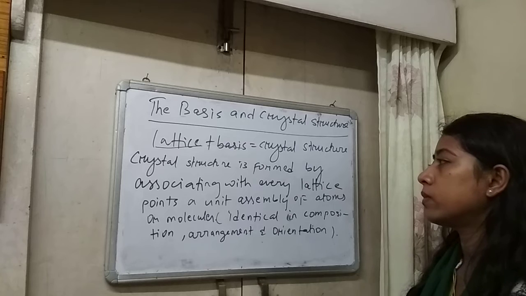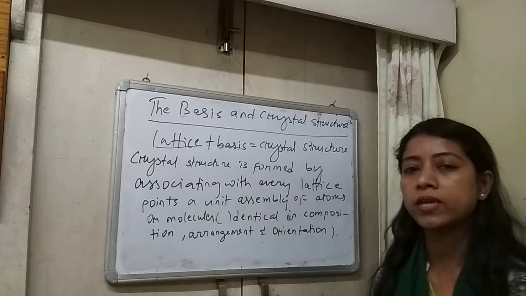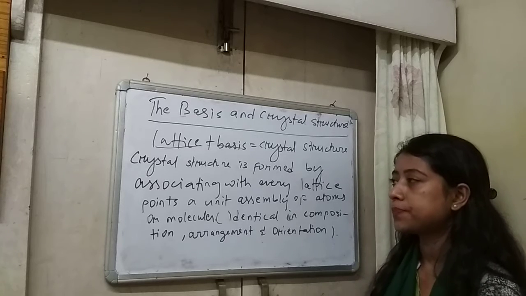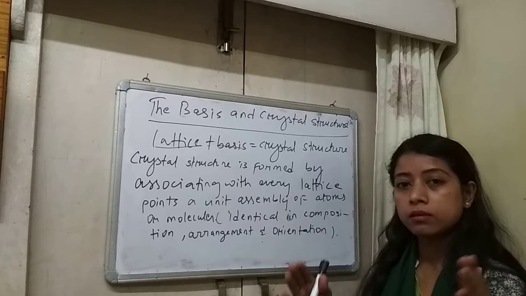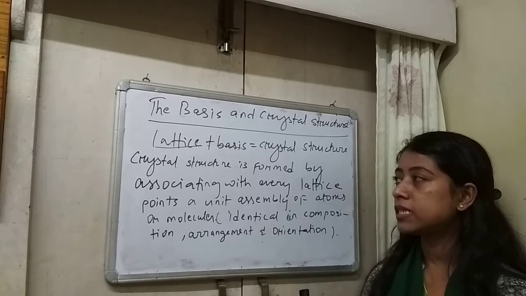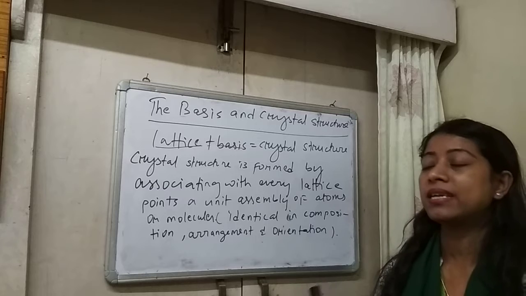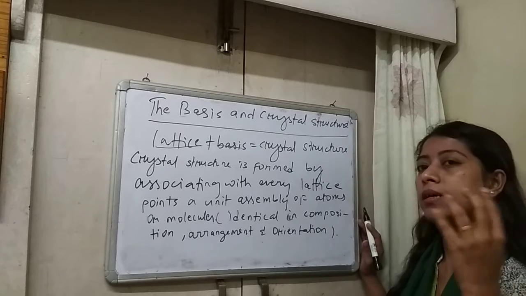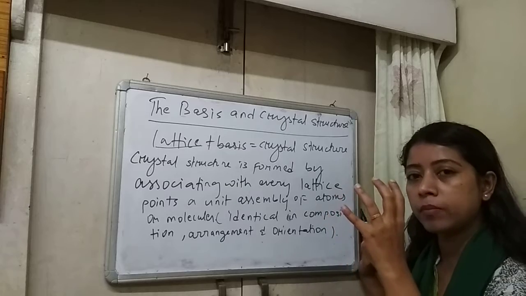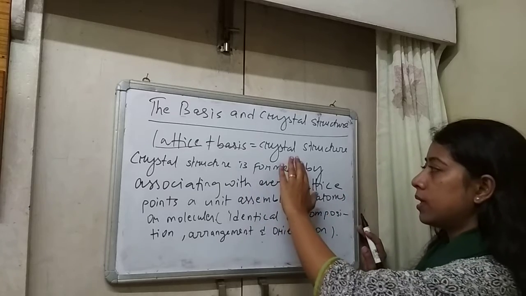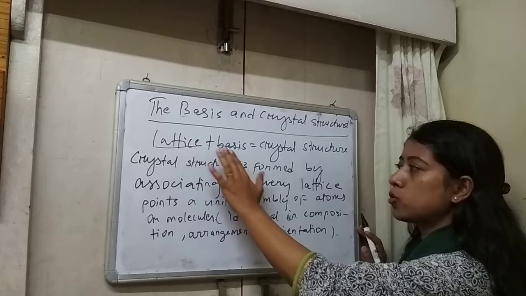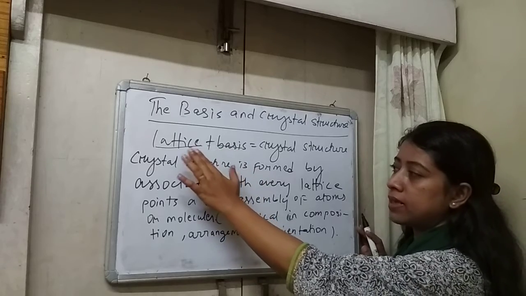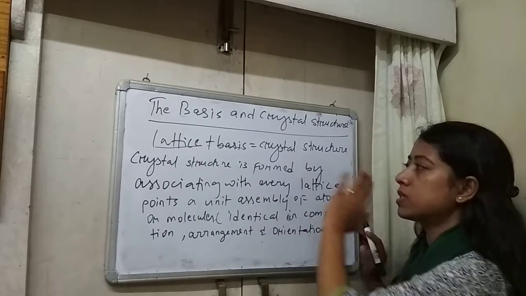You know that whenever we get any solid, in any solid the lattice points, the atoms or molecules are arranged in a systematic manner, and they form a structure. It may be of various shapes. That can be achieved when these two things are satisfied, that is, lattice plus basis is equal to crystal structure.